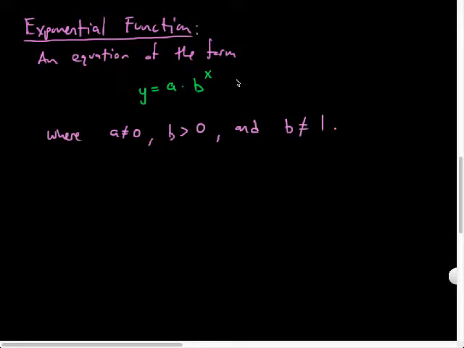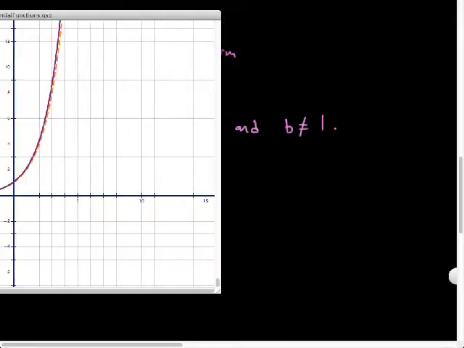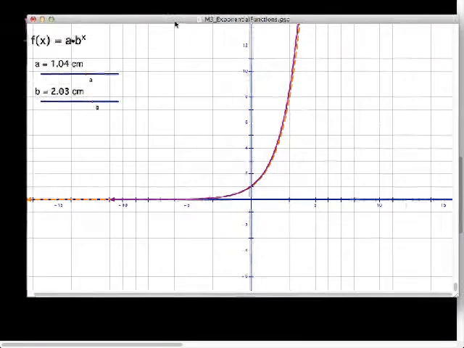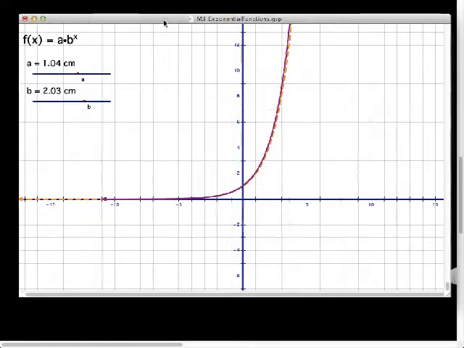So let's take a look at this graph of mine that I want us to consider. What I've got here is the graph of y equals, or f of x equals a times b to the x, and currently a is around 1.04, we'll call that 1-ish. And b is 2.03, so that's 2-ish, right? So this is currently equal to y equals 2 to the x-ish, which is currently what I have that dotted orange line equal to.